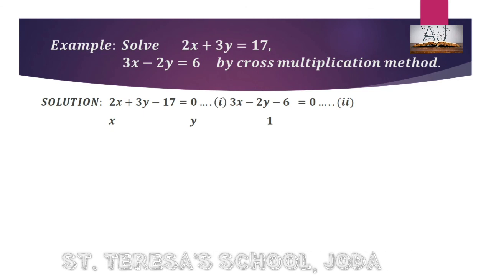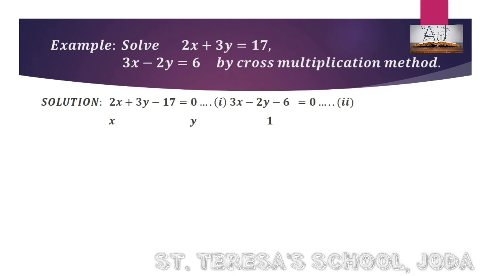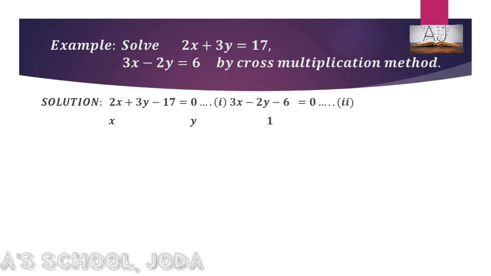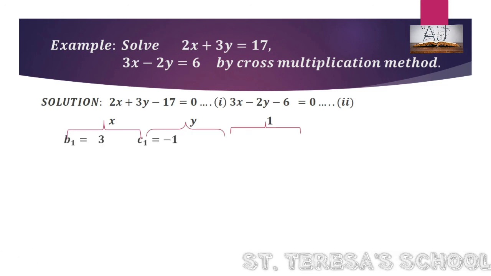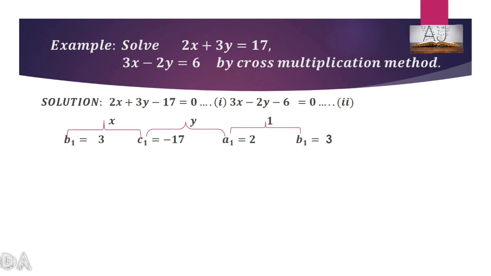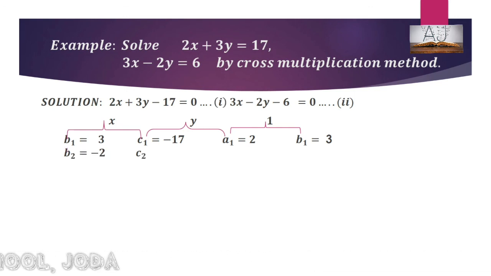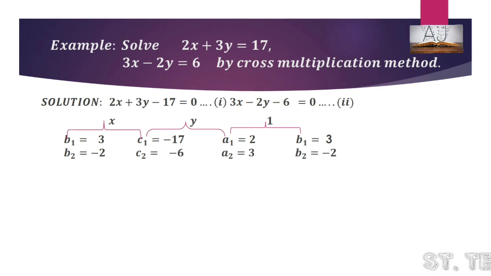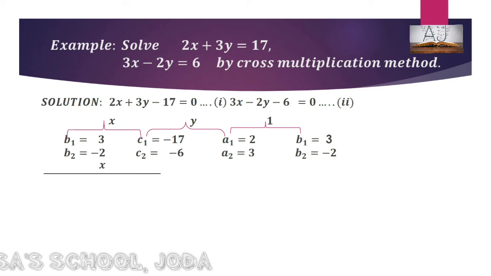So now you can think that a1 is 2, okay, and b1 is 3 and c1 is minus 17. Similarly here, this is a2, this is b2 and this is c2. So we need to put below it, okay. So b1, c1, a1 and again b1. b1 is 3, c1 is minus 17, a1 is 2 and b1 is again this, and below that b2 as I told you. So b2 is minus 2, c2 is minus 6, a2 is 3 and b2 is again minus 2.